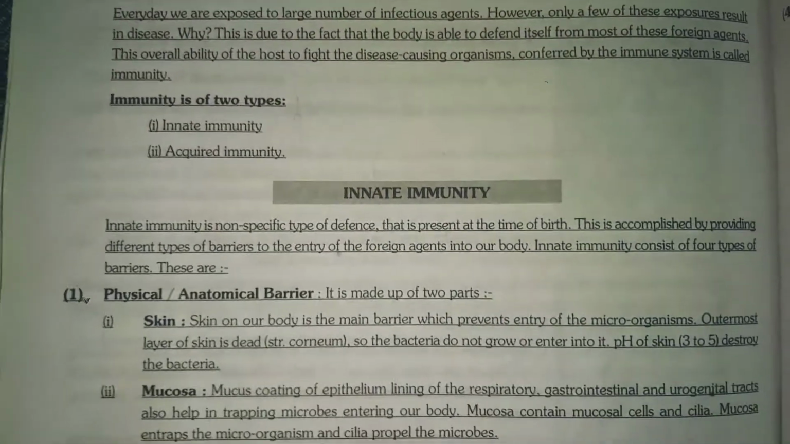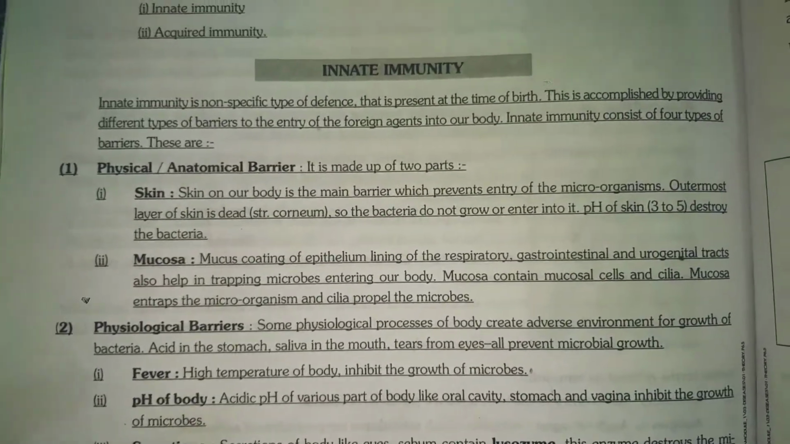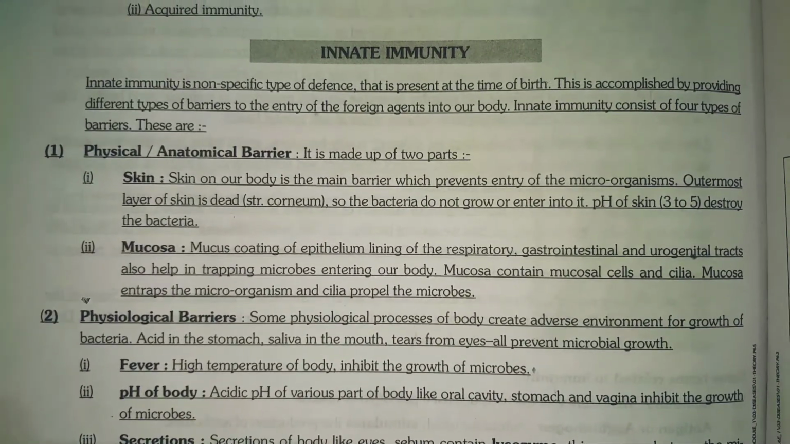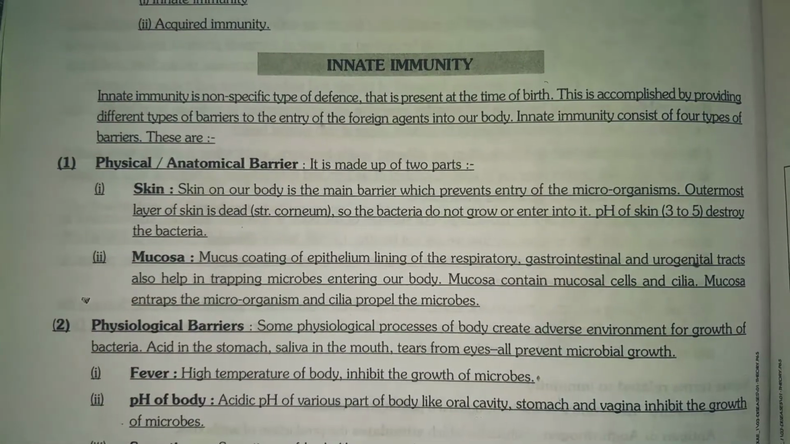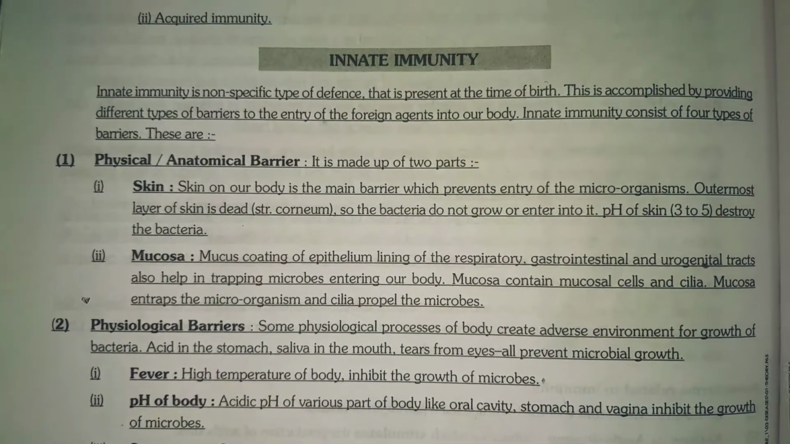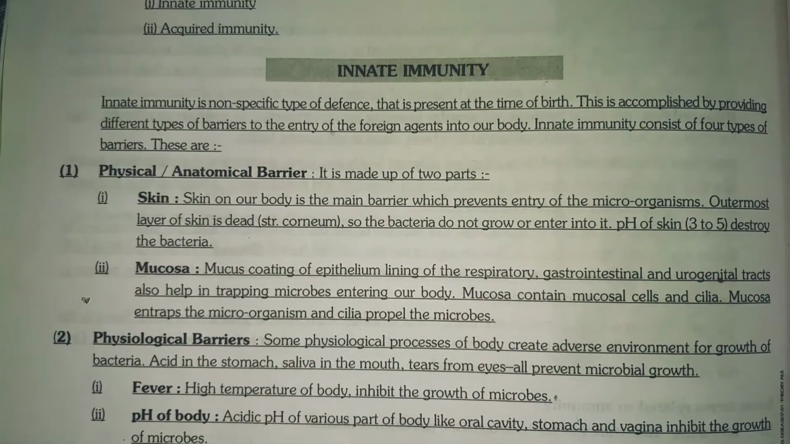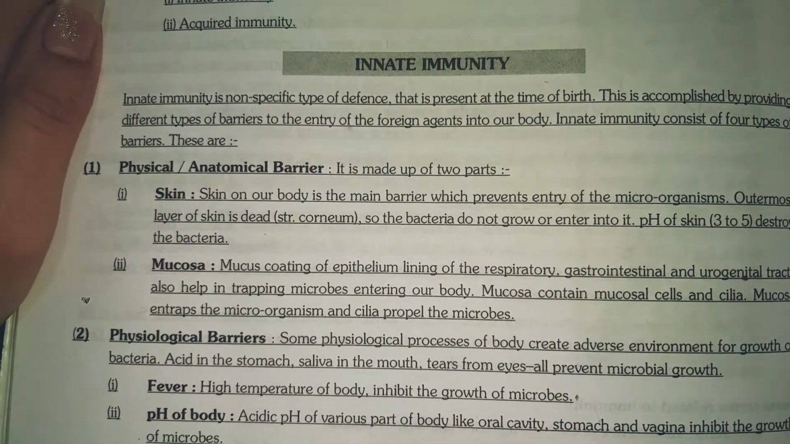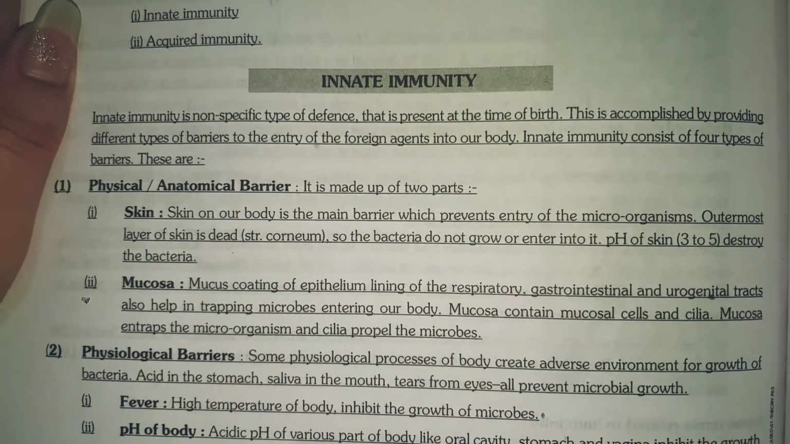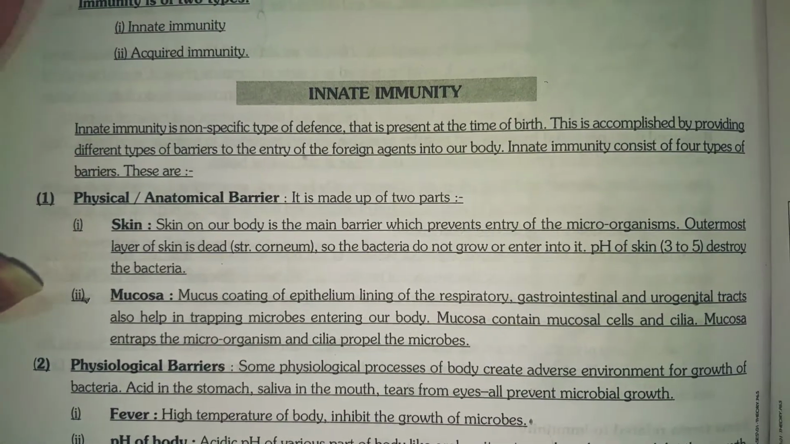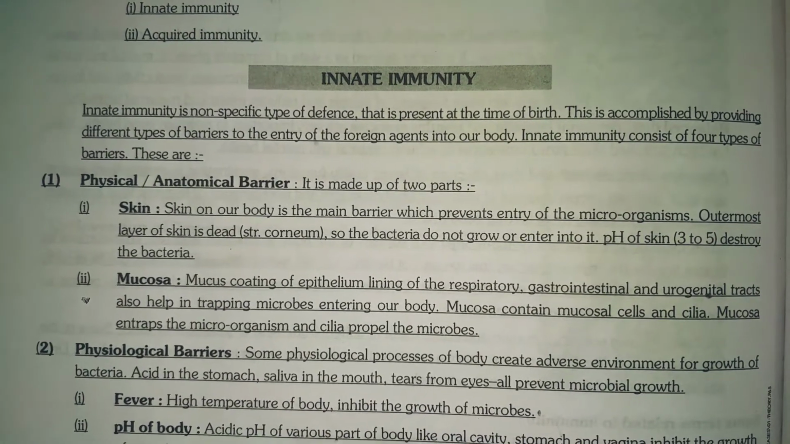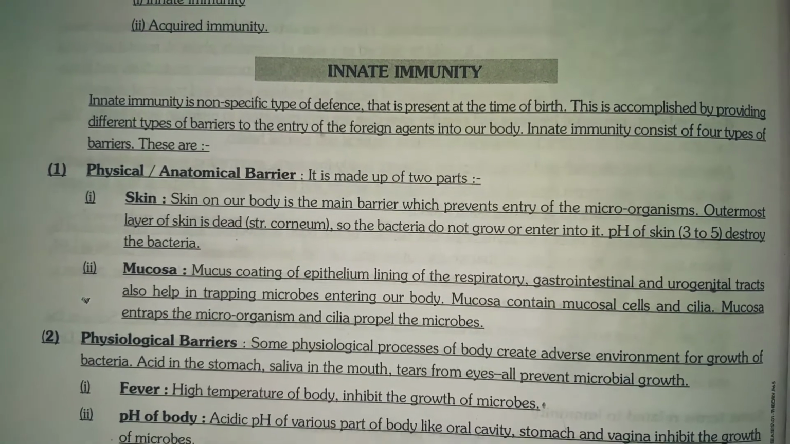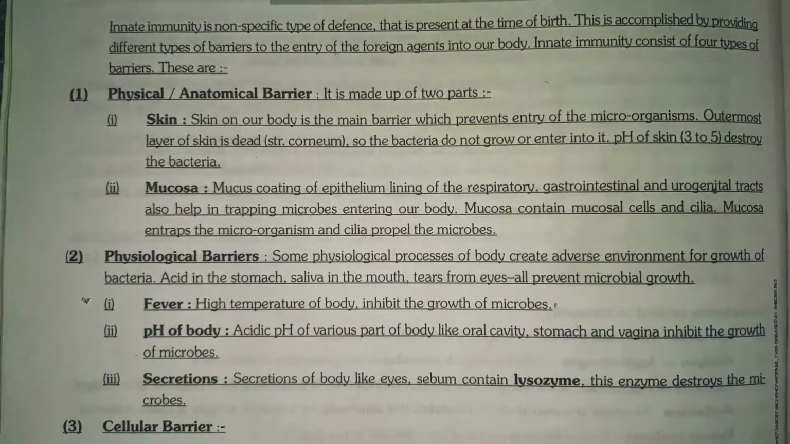Okay, so let's come to innate immunity. Innate immunity is a non-specific type of defense. It is present at the time of birth, meaning it is not acquired after we are born. This is accomplished by providing different types of barriers to the entry of foreign agents into our body. Innate immunity consists of four types of barriers. So what are these barriers?